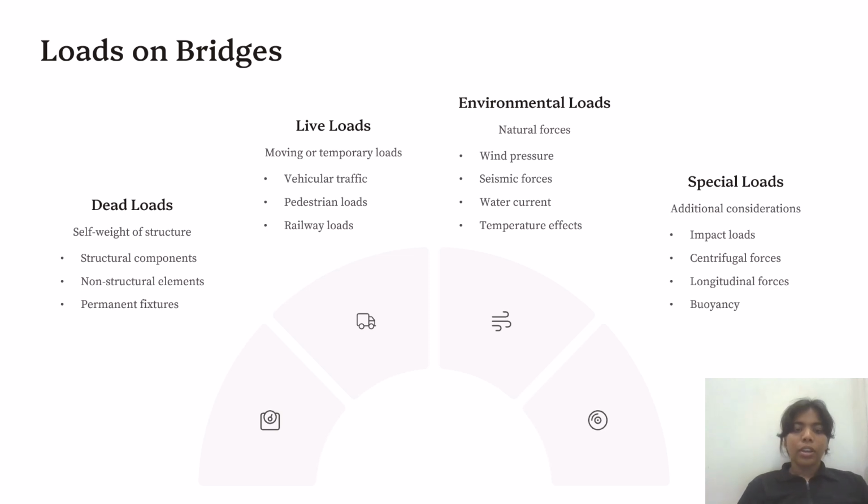Impact load or impact allowance accounts for the dynamic effects of moving vehicles such as vibrations and sudden application of loads. It is expressed as a fraction or percentage of the live load and depends on span length and the type of vehicle. And special loads include the longitudinal forces, centrifugal forces, and thermal forces.